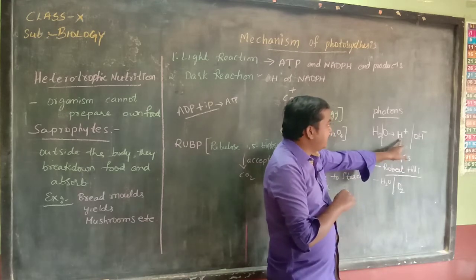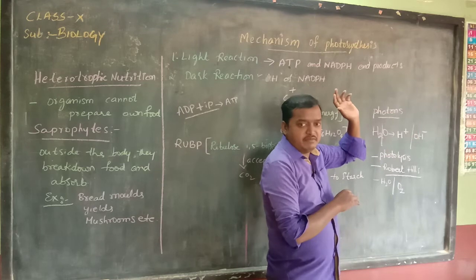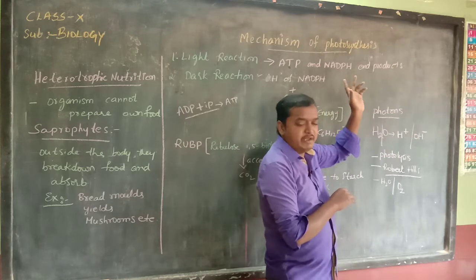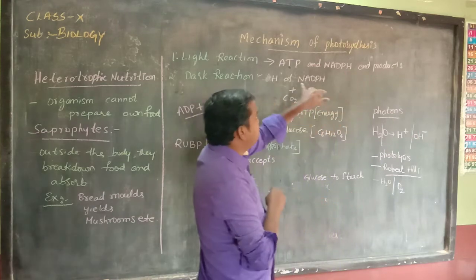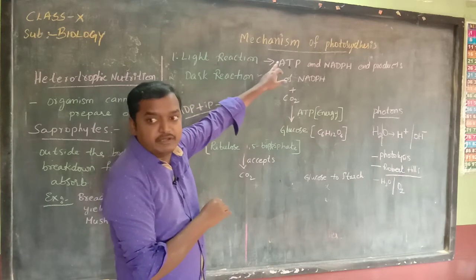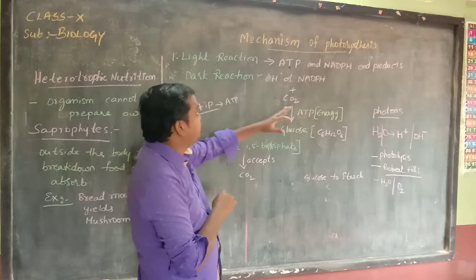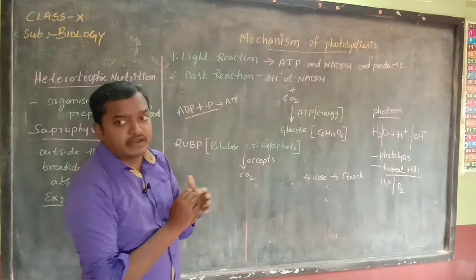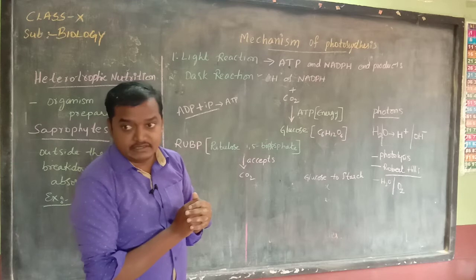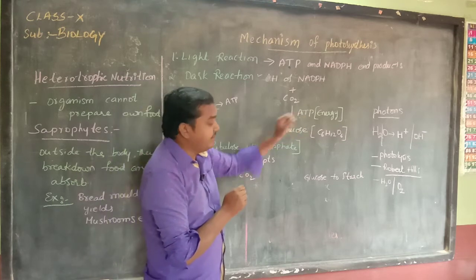So whatever H plus remains will be joined with some compounds to form ATP and NADPH. So these are the end products of the light reaction: ATP and NADPH. The dark reaction does not require any light. So even without light it can do the activities by taking the energy from ATP.